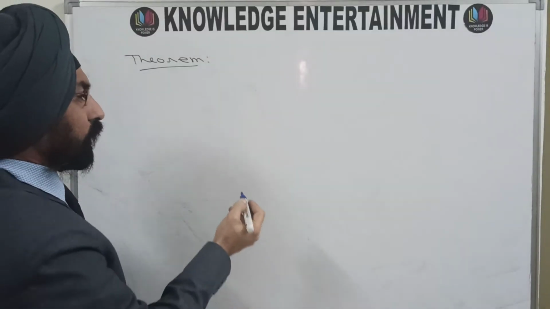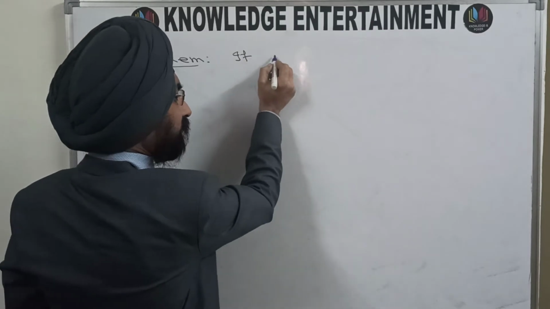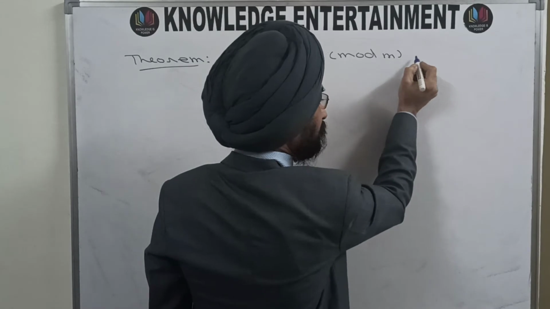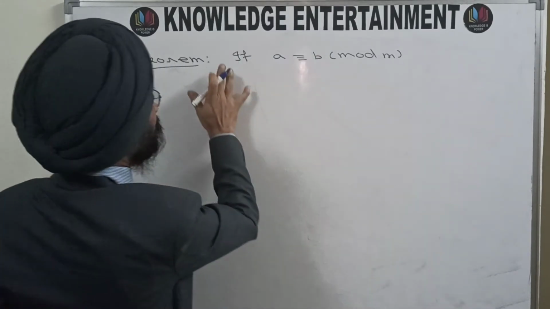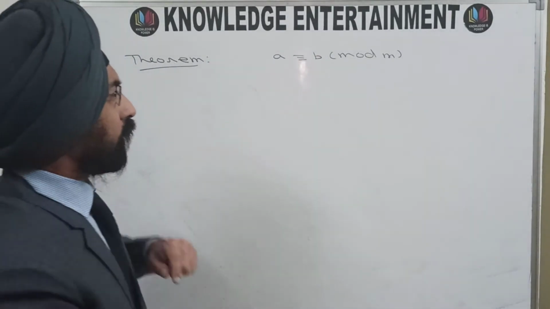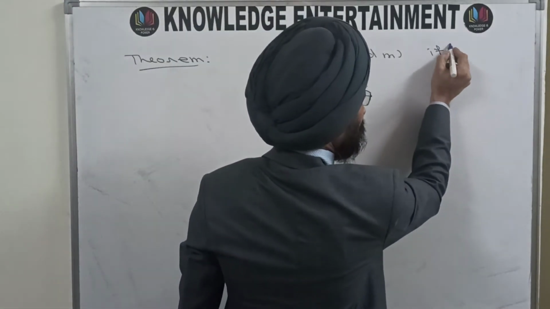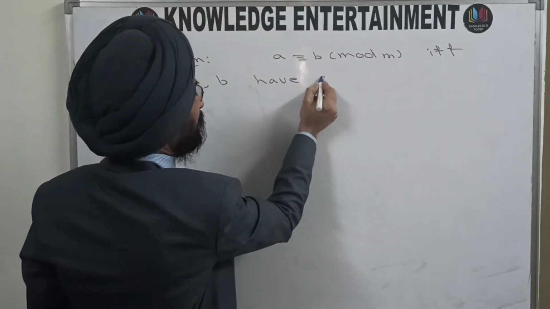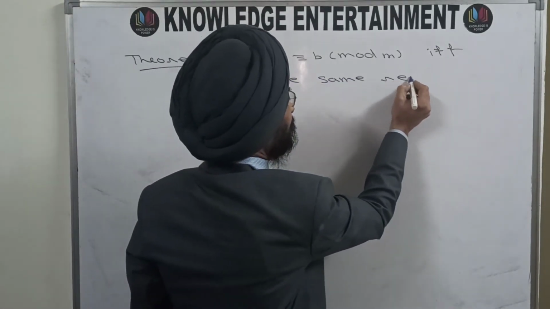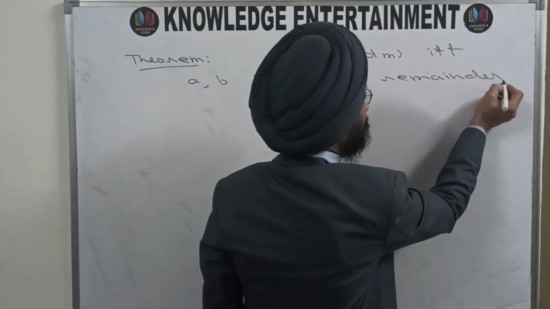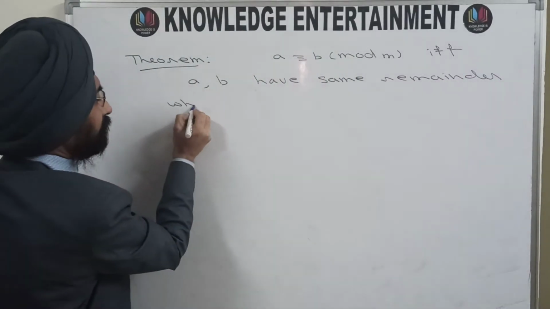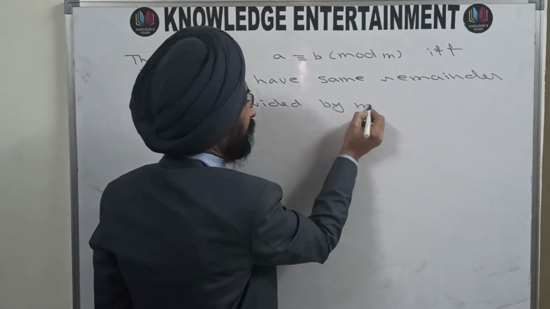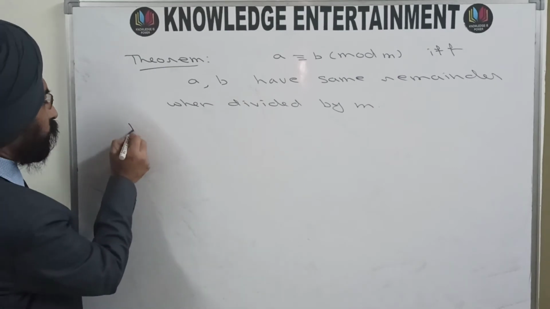The next result we are going to prove is that A is congruent to B modulo M if and only if A and B have the same remainder when divided by M. So I am moving on to the proof now.